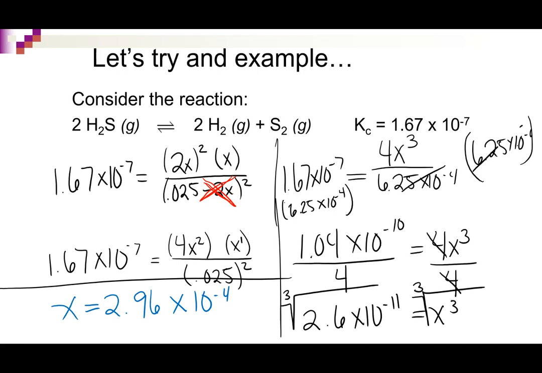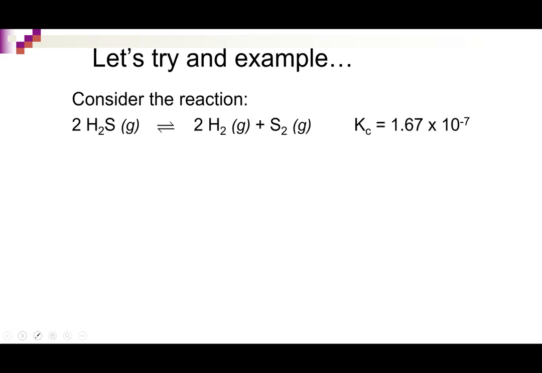So what we've done so far is we assumed that x is small, and we're about to validate that. So we got rid of this piece. Then we used algebra to solve for x. What we have left is to validate, and then ultimately we need to finish the problem and determine the equilibrium concentrations. Okay? So now let's validate this.